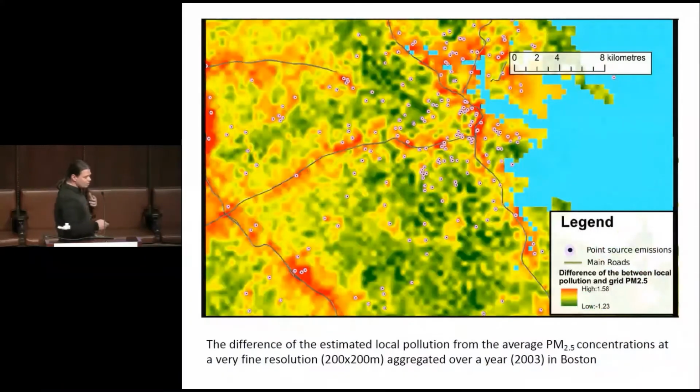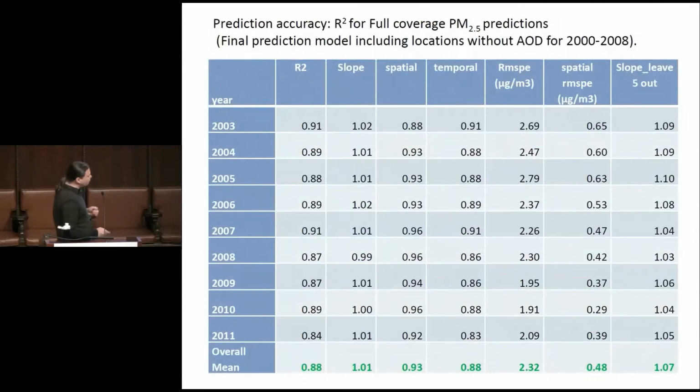When moving over towards the local stage, we're predicting here at a 200-meter resolution. I overlaid the road network and the point source emissions from the EPA, and you can see how the model is able to capture variability and really track the point source emission over Boston. Model performance was also improved. We're looking at predictions around 0.9, cross-validated, slopes of 1 showing no bias in the model, and great spatial and temporal performance.